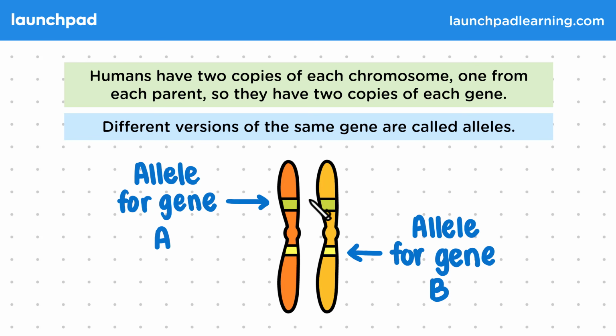Now, each chromosome will have a gene A, but the allele on this chromosome could be slightly different to the allele for gene A on this one, or it could be the same. The same applies to gene B, so the allele for gene B on this chromosome could be different to or the same as the allele for gene B on this chromosome. You will be expected to be able to explain the terms chromosome, gene, and allele for your exam.